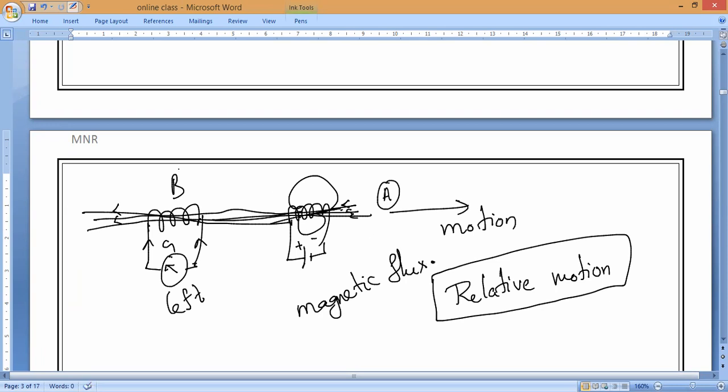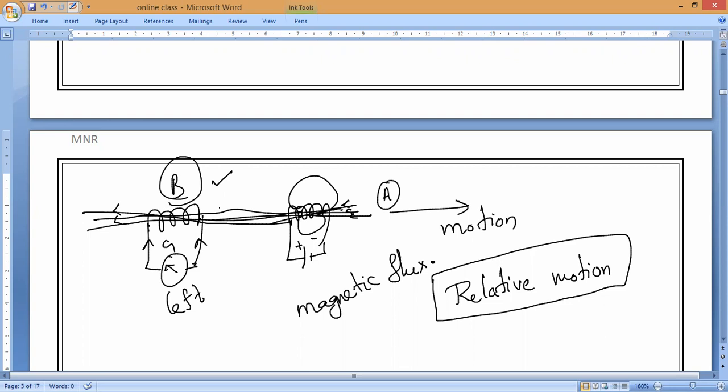So why is the current induced in coil B? Because when coil A is coming close and going backward, coming forward and going backward, it causes a change in the magnetic flux in coil B. Because of that reason, the current is induced. If the magnetic field is steady, no current is induced. If there is zero magnetic field, no current is induced.